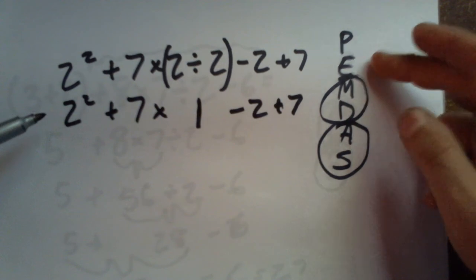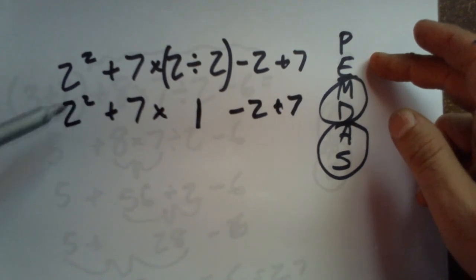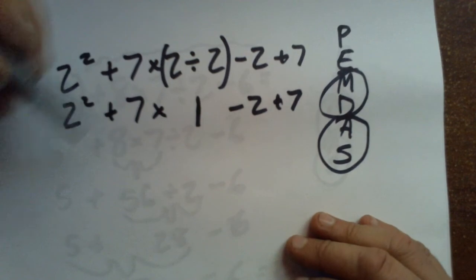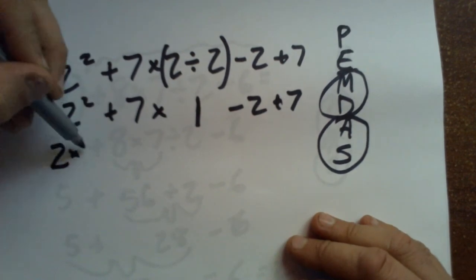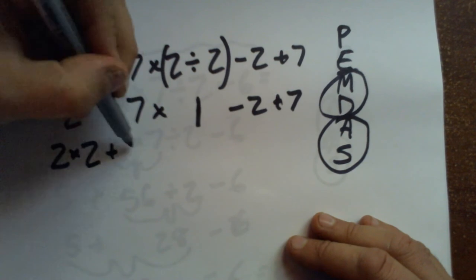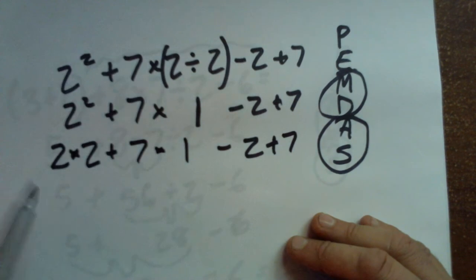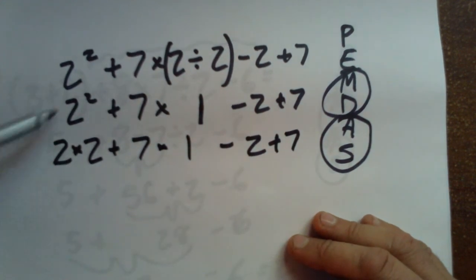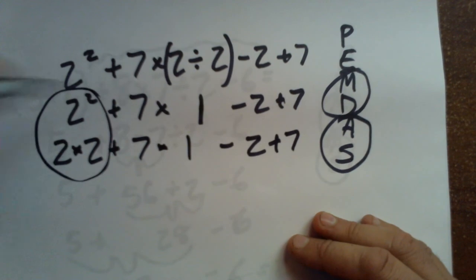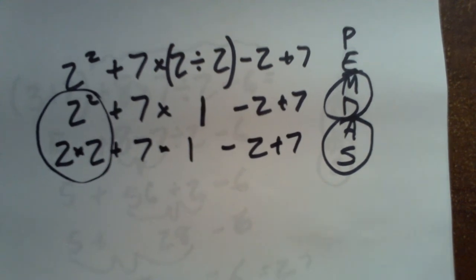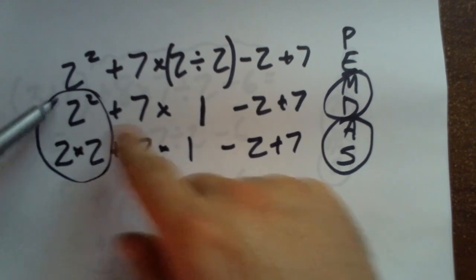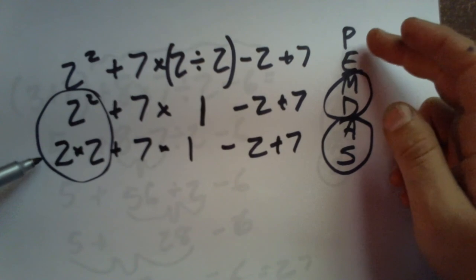I just dropped everything down, didn't change it, except for this 2 divided by 2. No more parentheses. Exponents. Right here is an exponent. 2 squared, or 2 to the second power. So that's 2 times 2, which is 4. Or we could write it out, if this is easier for you: 2 times 2 plus 7 times 1 minus 2 plus 7. I just spread this 2 squared out, so these are still the same thing. You can do that if it makes it easier, or you could solve it in your head if you're able to. I changed the problem a little bit.